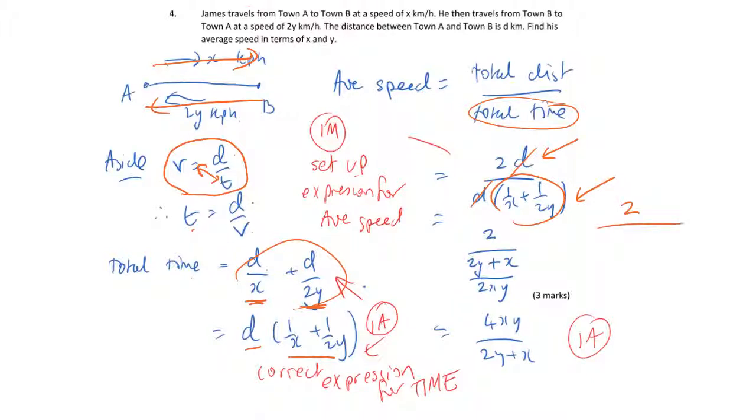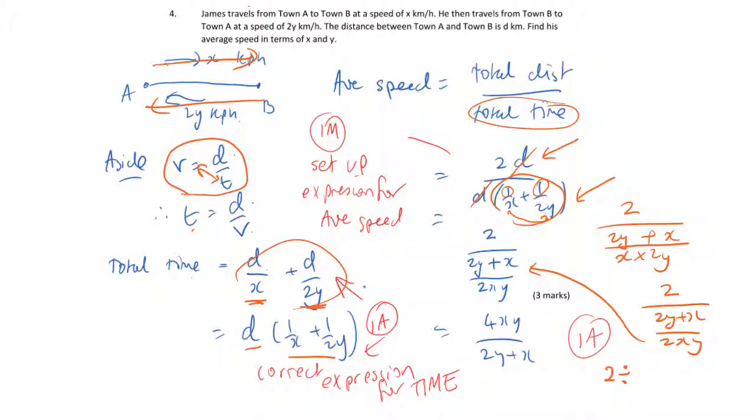Here we're going to need to put everything over the same denominator. So we've got 2 over. If we put this over the same denominator, that means we're going to have x times 2y in the denominator. In order to get that on the top, we need to multiply that one by 2y, plus here we need to multiply that one by x. If we simplify that, it's 2 over 2y plus x all over 2xy. That takes us to where we're here. In the meantime, we realise that that's the same as 2 divided by 2y plus x all over 2xy.